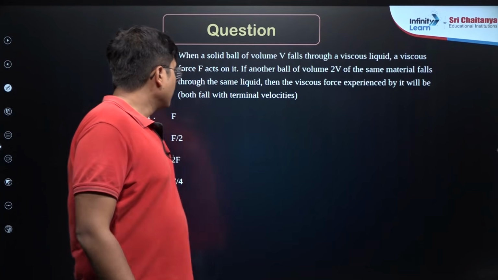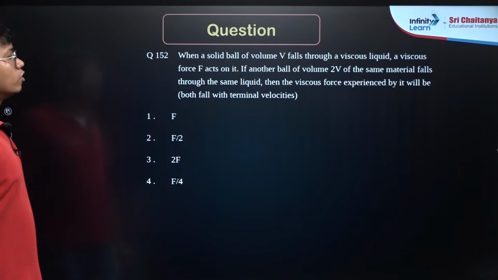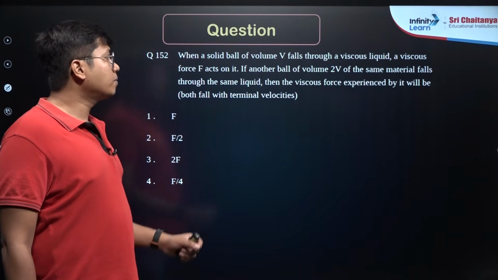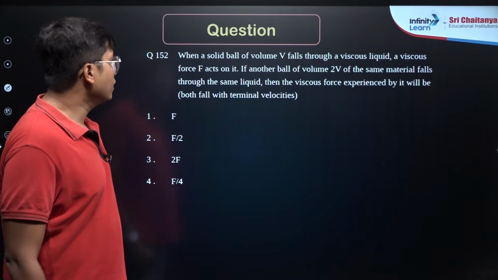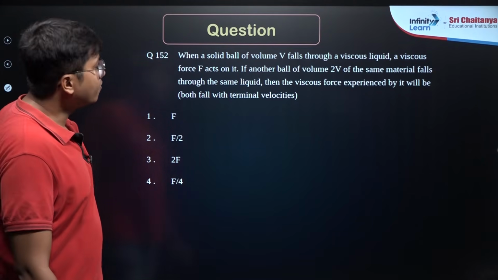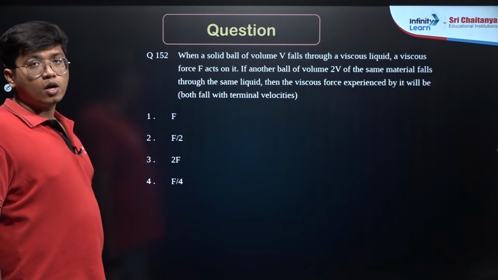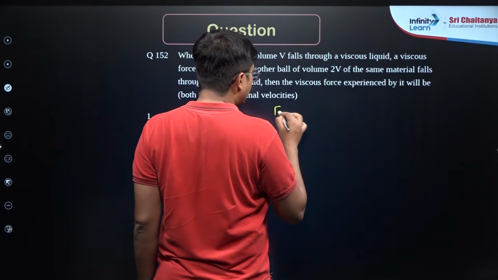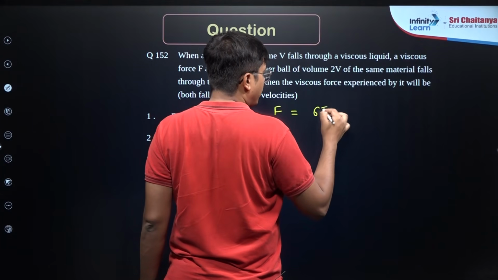Okay. This says a solid ball of volume V falls through a viscous liquid. Viscous force F acts on it. Another ball of volume 2V of the same material falls through the same liquid. Then the viscous force experienced would be, both fall with the same terminal velocity. Many students might get stuck in the viscous force formula by Stokes' law, which is 6 pi eta R V.